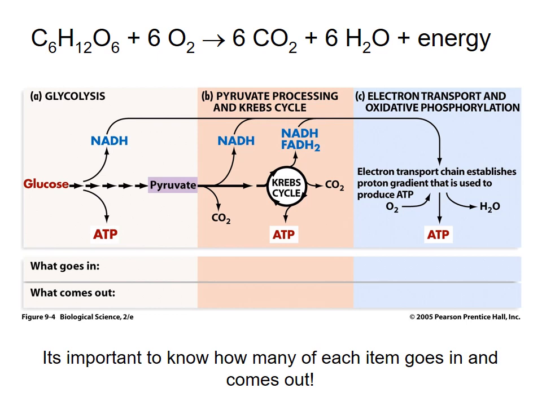So don't forget this final formula. Glucose plus oxygen gives us carbon dioxide, water, and energy in the form of ATP. Summarized very nicely in this little diagram over here. And you need to remember that it's important to know, based on that table that you've been doing, how many of each go in and how many come out.